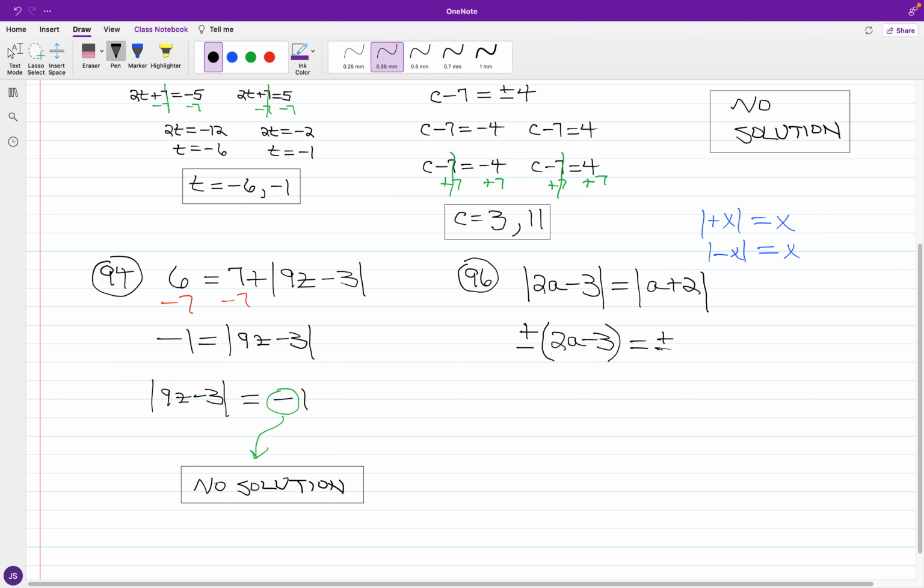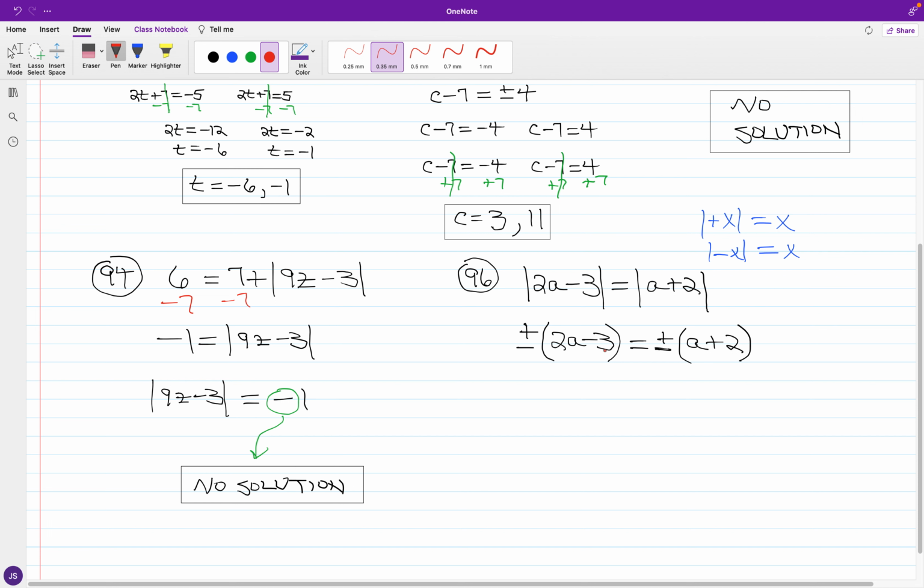Same thing for a plus 2. You will have a plus 2 with an absolute value of a plus 2, and also the opposite sign, which is also with an absolute value of a plus 2. So what we have here now is plus minus, plus minus. One might be inclined to set up 4 equations: positive positive, positive negative, negative positive, negative negative.